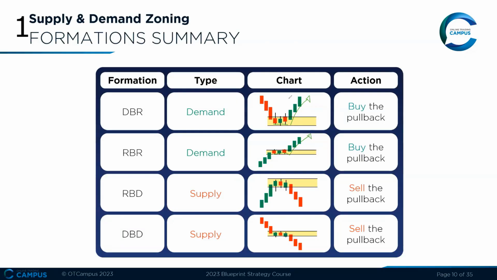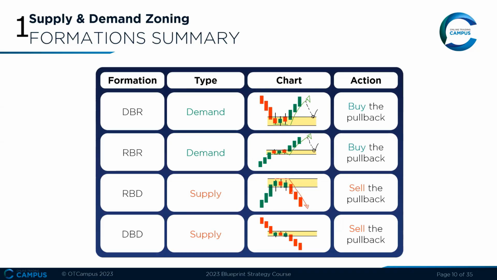And what we're going to do is buy the pullback into demand. We're going to buy the pullback into demand, as we would then expect price to rally from those areas. Likewise, for the rally-based drop, RBD, or the drop-based drop, DBD, those are both supply zones. So we have the inverted U-shape as well as a drop-based drop. What's most important to us is the base and the decline out of the base.